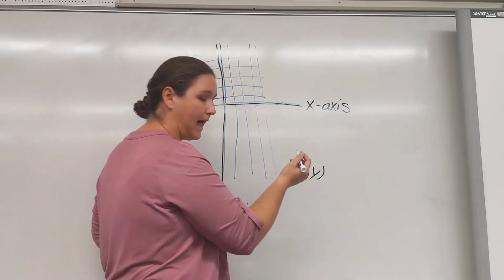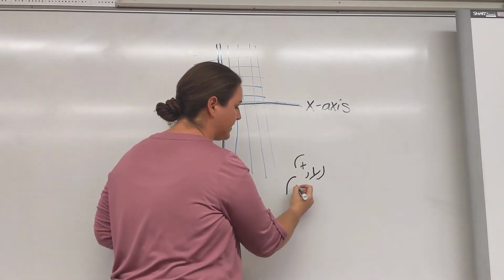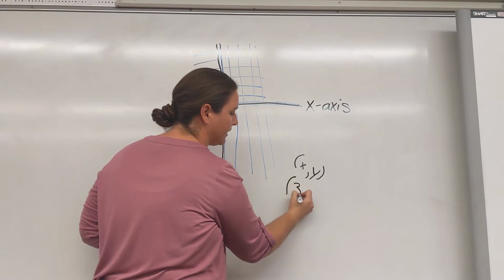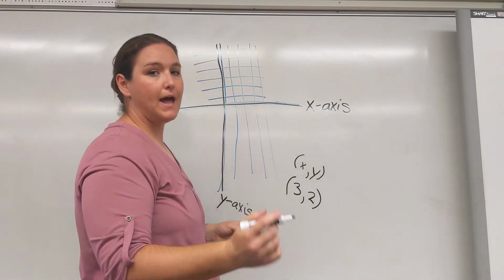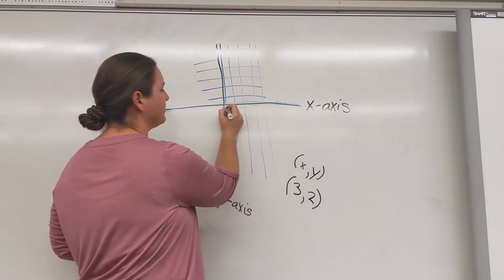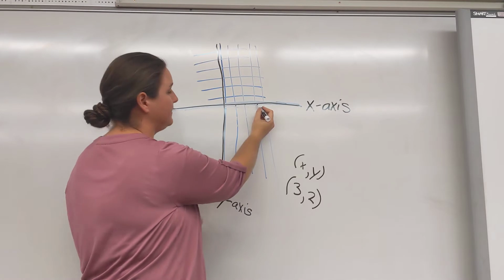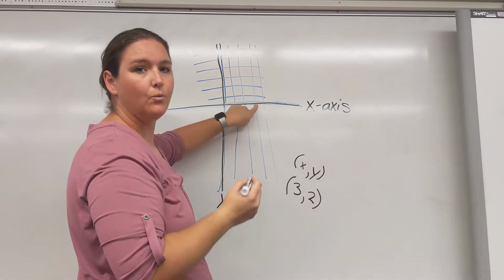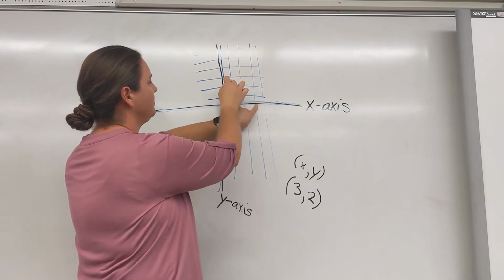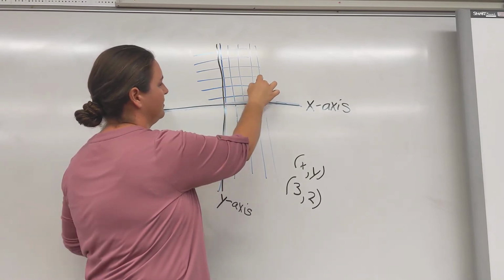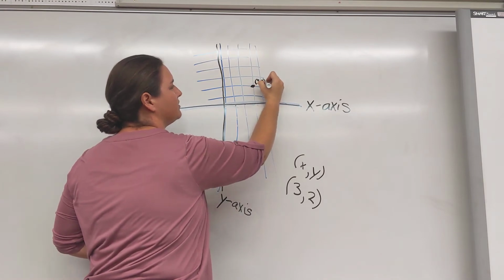So then if we have a point on our map, and let's say the point is 3, 2. That means that we are going to go over 3, 1, 2, 3. And then from here, we are going to go up 2. Okay, 1, 2, where do they meet? Right here. And we can mark it 3, 2.